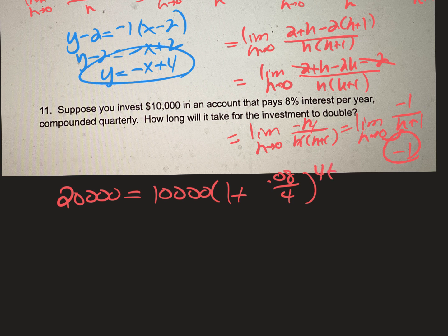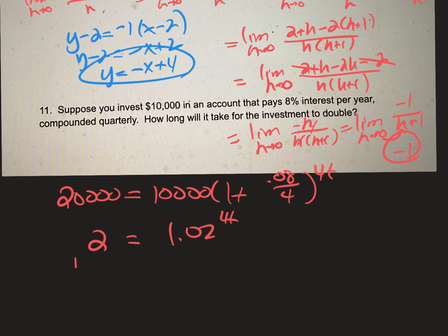We're looking for t. Start off dividing by 10,000. You're going to get 2. Some of y'all are going to start there because you know. And here I'm going to work out what's in the parentheses. Get 1.005, I believe, to the 4t power. I actually just punched that in the calculator, and that's not 1.005. It's 1.02, which is actually better.